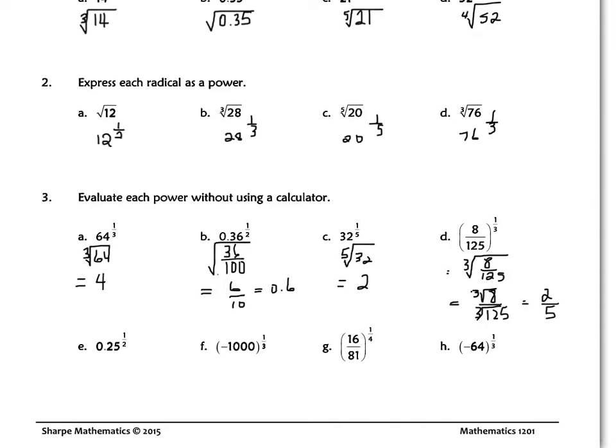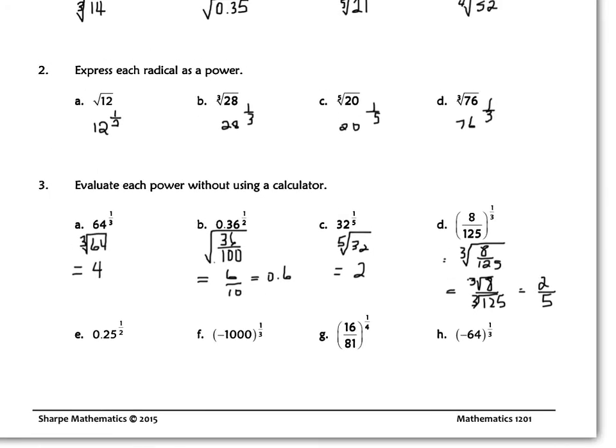And the next example, we have 0.25, which again, if you want to write it as a fraction, you can. But this means the square root of 0.25 or 25 over 100, which is going to be 5 over 10 if you write it as a fraction, or 0.5. And the next one would be the cube root of negative 1,000, and that would be negative 10.